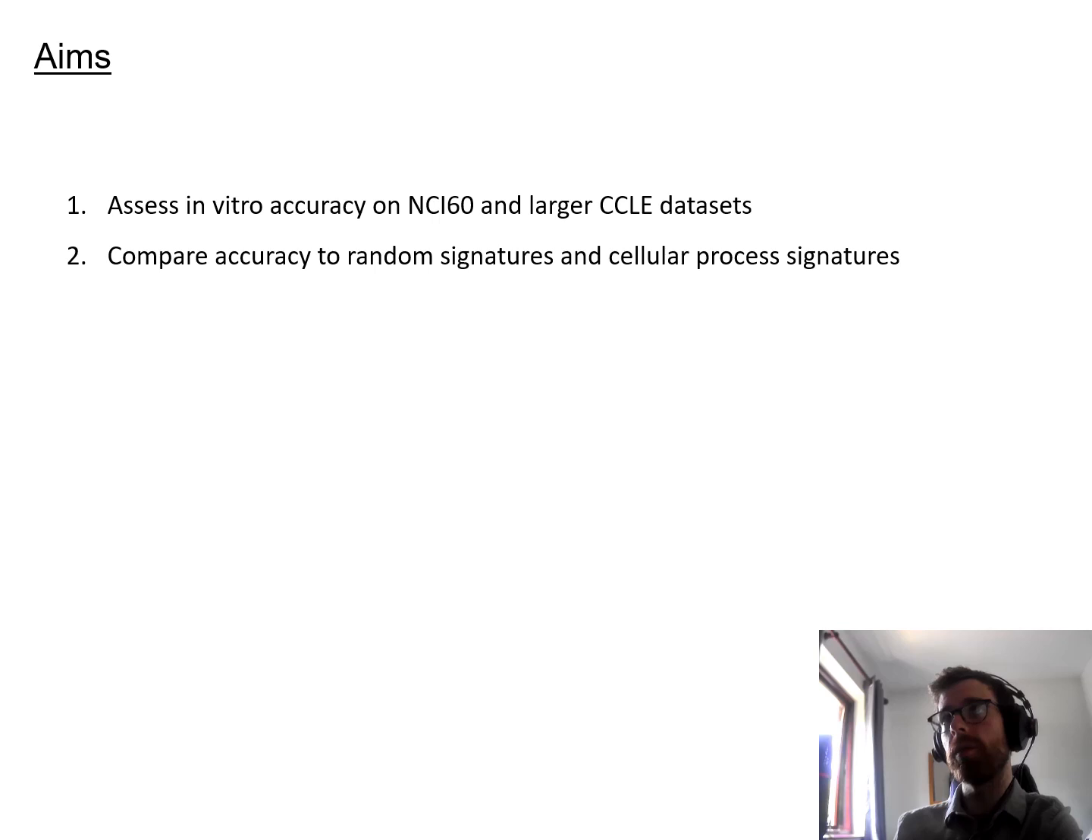So the aims of this study were to assess the in vitro accuracy of radiosensitivity prediction in a much larger dataset than previously performed, and to benchmark this data by comparing to signatures derived at random and those indicative of cellular processes.